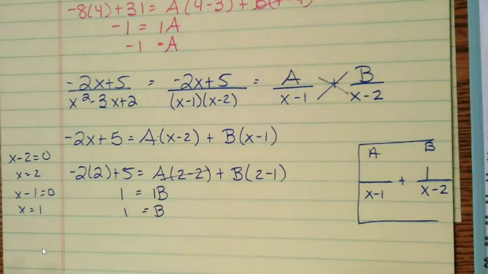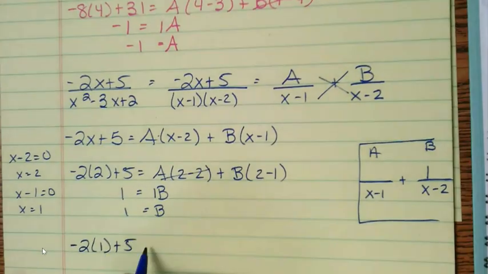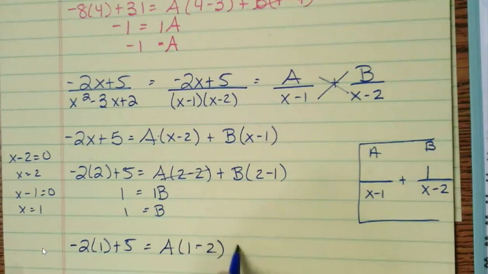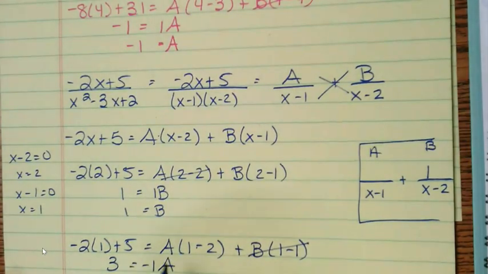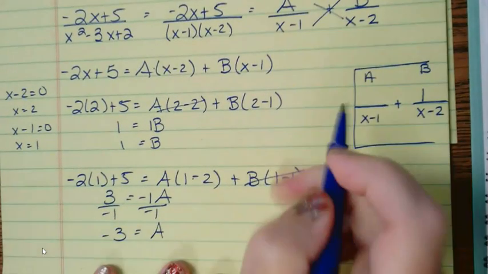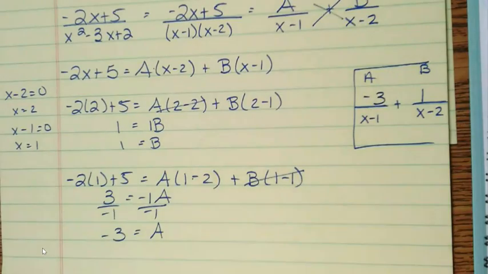Okay. Then do negative 2 times 1 plus 5 is equal to A times 1 minus 2 plus B times 1 minus 1. Cancels. So this becomes 3 equals negative 1A. Divide by negative 1, and A becomes negative, I am so sorry, negative 3. Okay.